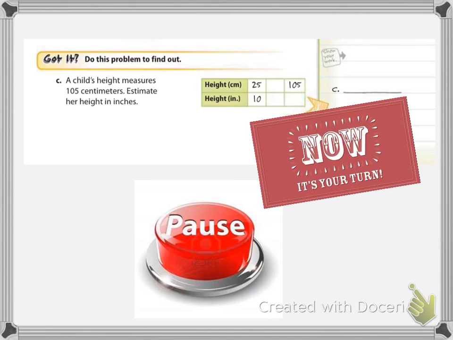All right, now it's your turn to try scaling all on your own. So go ahead and look at this example. A child's height measures 105 centimeters. Estimate her height in inches. So they've already set up the table. You most definitely have to scale on this one. So to give you a hint, you're going to scale down and then scale forward. All right, give it a try.